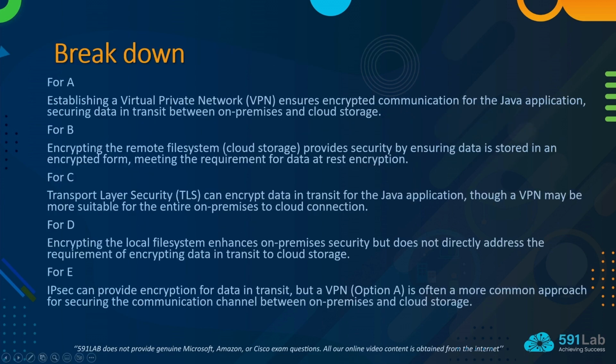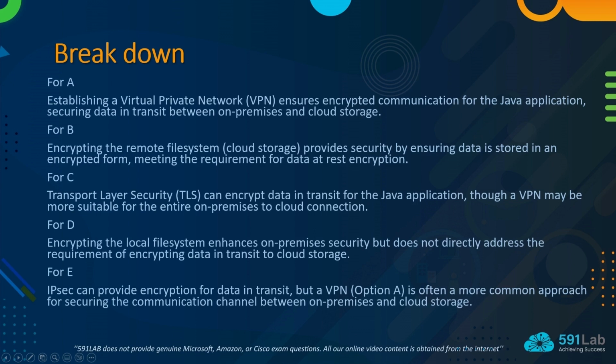For option A, using a VPN for the Java application helps to establish a secure encrypted communication channel between the on-premises environment and the cloud storage. This ensures that data transferred between the Java application and the cloud storage is encrypted in transit. For option B, encrypting the remote file system ensures that the data is encrypted at rest. This means that even if the data is stored on the cloud storage, it is in an encrypted form, meeting the security policy requirement for data at rest encryption.